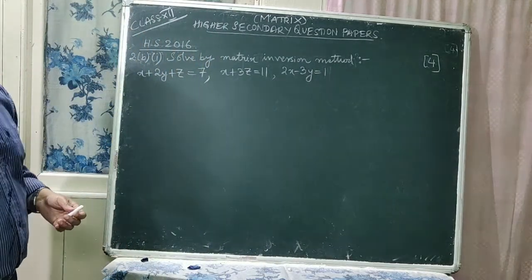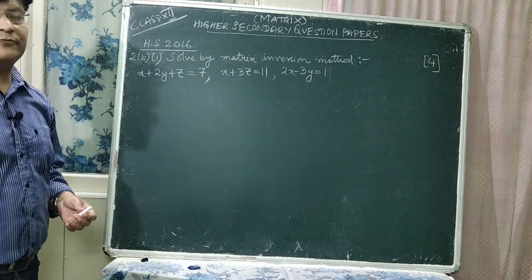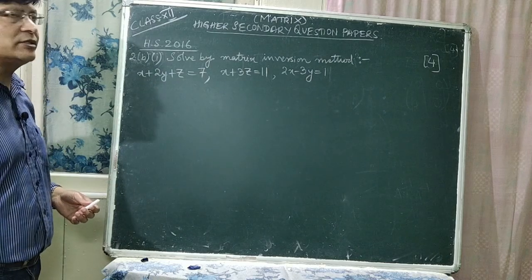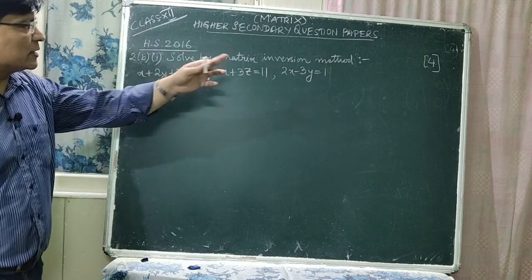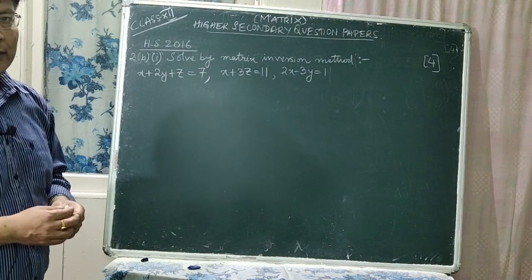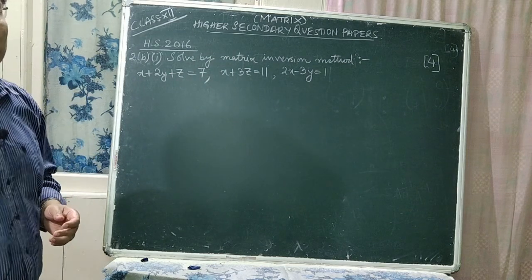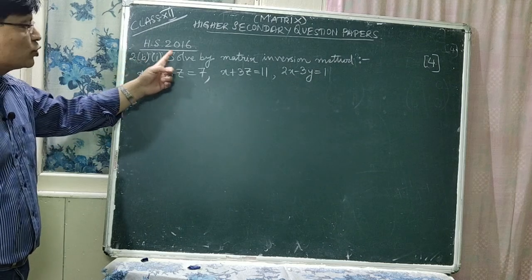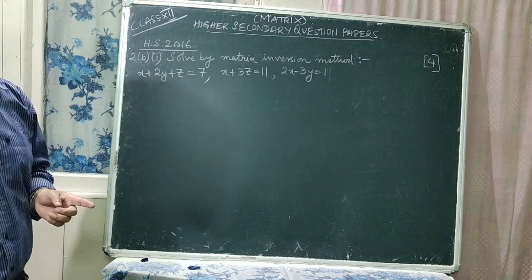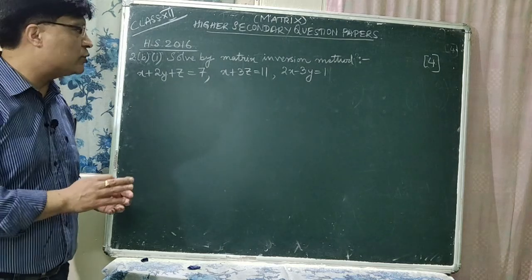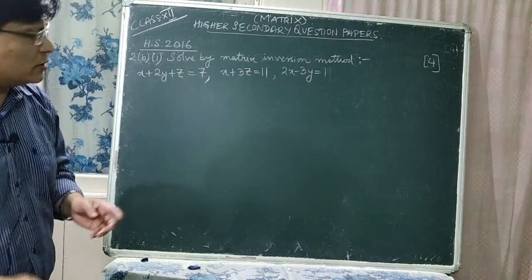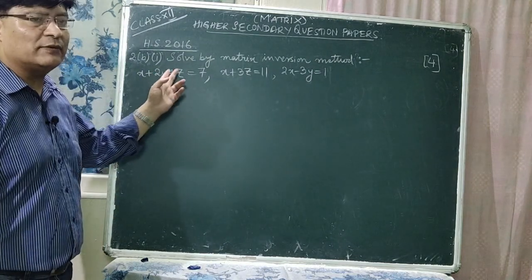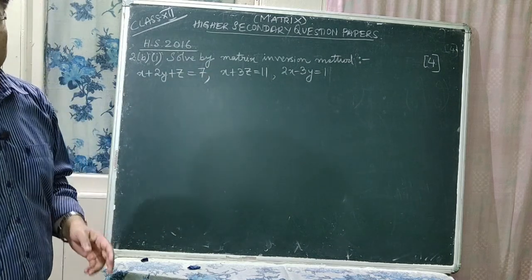So now we'll do the next question, that is from Higher Secondary 2016, and this question carries 4 marks. So this question is from the 4 marks section. 2B number 1, solve by matrix inversion method. So you have to use the matrix inversion method to solve this given system of linear equations.